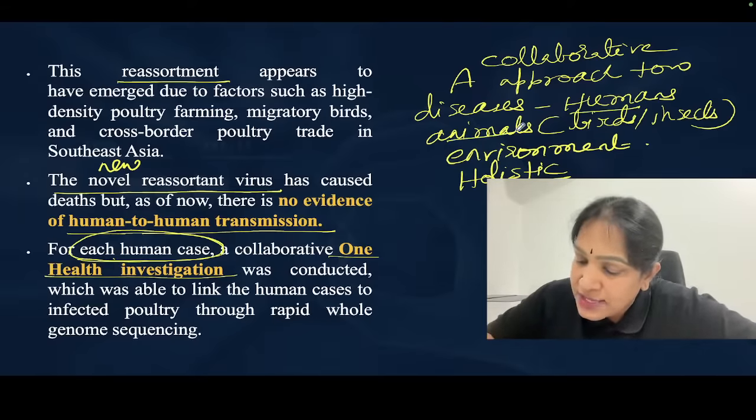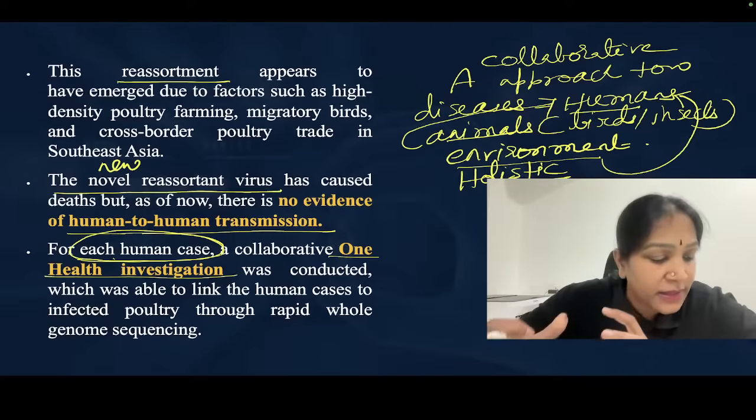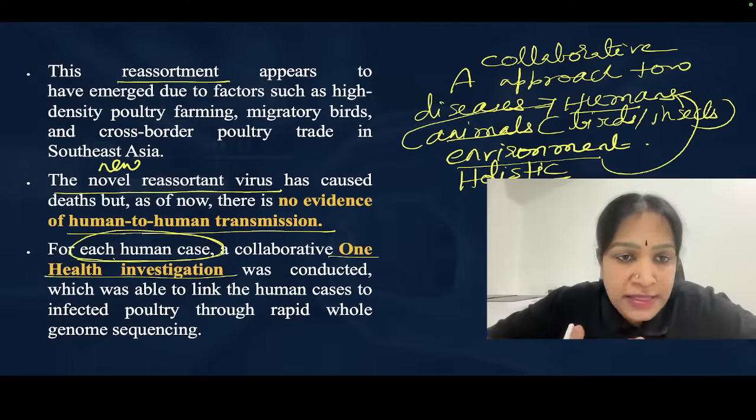Interaction between humans, animals, and the environment. How the environment will cause diseases in humans. How animals will cause diseases in human beings. What is the interaction between all these things? That kind of approach is called the One Health approach.